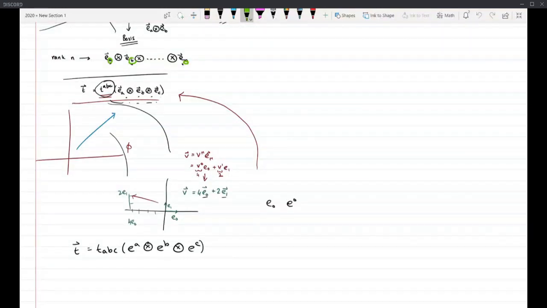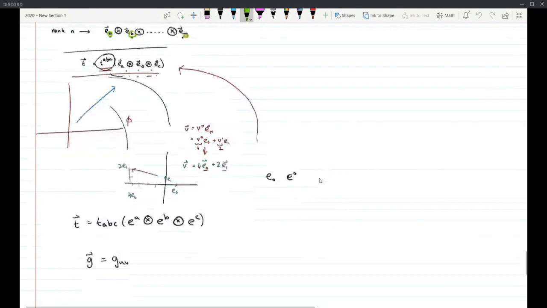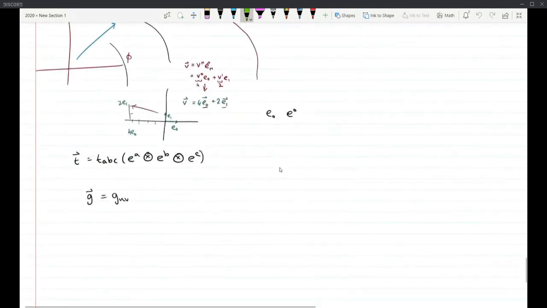Okay. Finally, let's construct an explicit example of a tensor, which is our metric tensor. So G is constructed from G mu nu. We're familiar with this. G, which is our metric tensor, is constructed out of G mu nu times this. This is just my definition of what the metric tensor is. Does everyone see what the outer product is now?